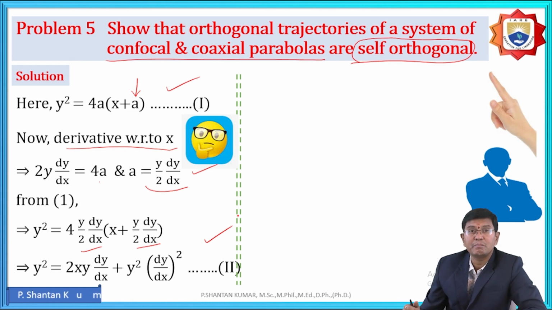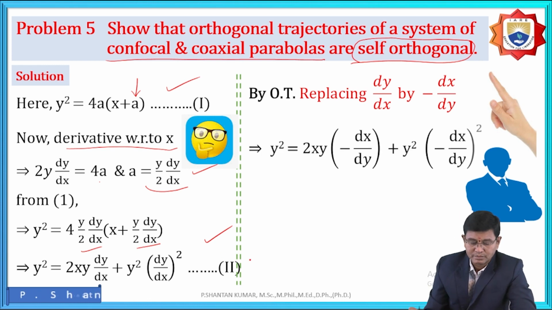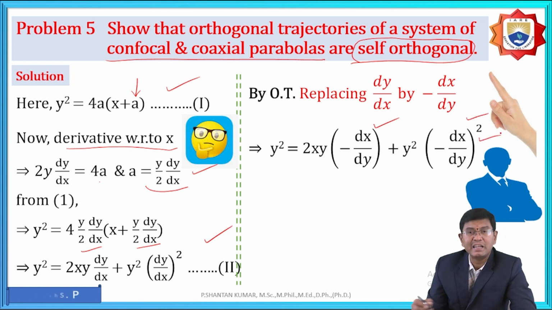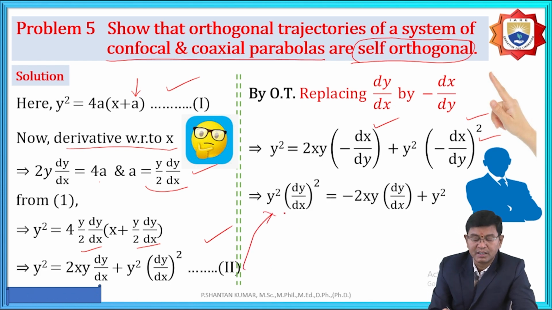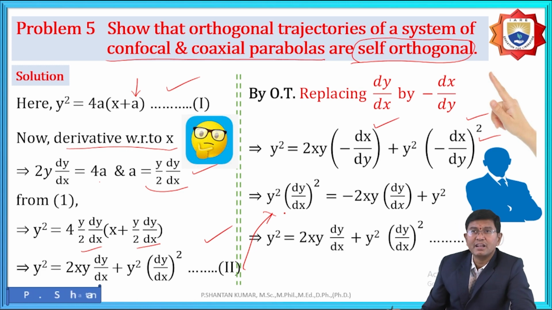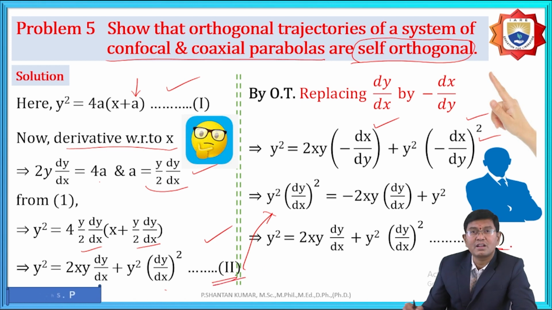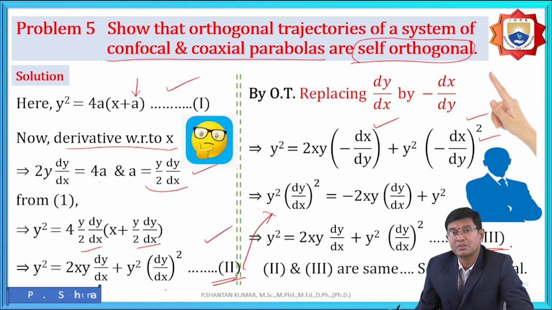And further, we need to replace with the orthogonal trajectory. That is nothing but we replace dy by dx with minus dx by dy. And here, from the second equation, after the simplification totally, we obtain this third equation, and the second and third equations are the same equation. That is the meaning of the conclusion here. The given differential equation and the orthogonal trajectory equation, both are the same. That is the meaning of the second and third equations being the same. The equation is said to be self-orthogonal.